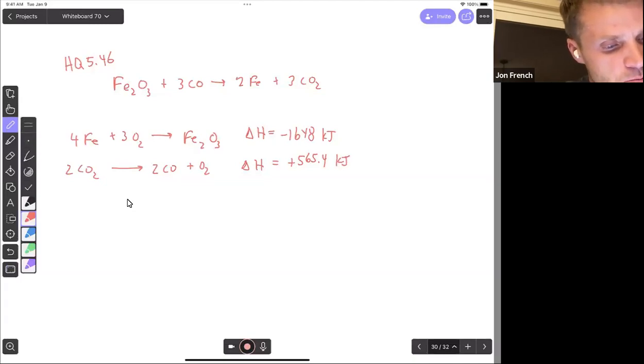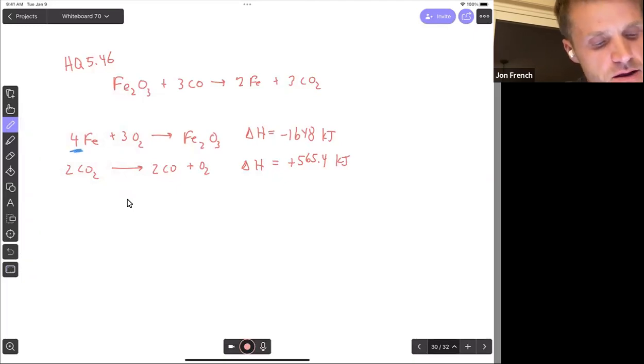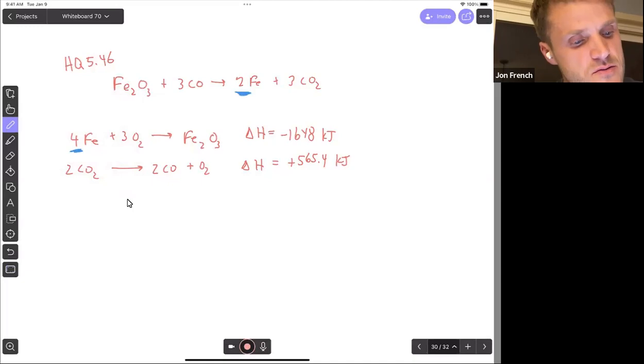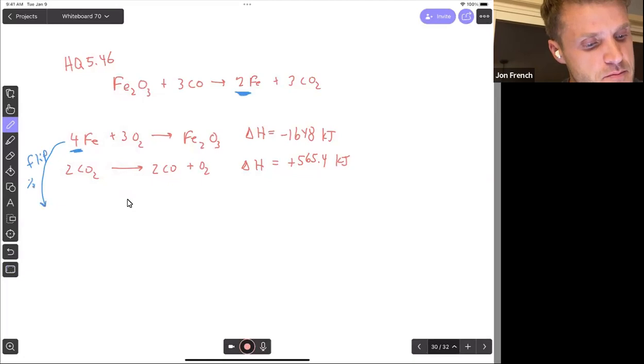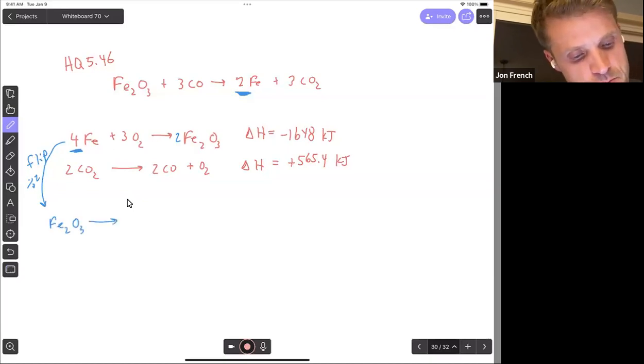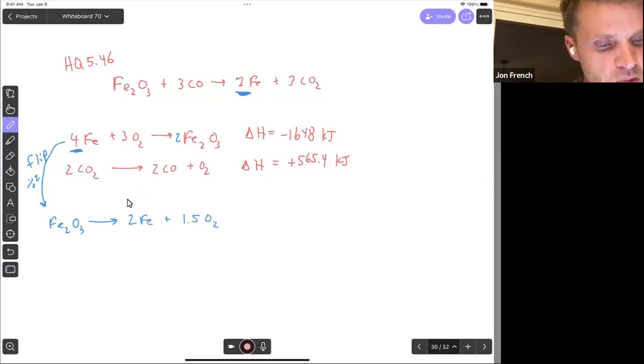The first thing we want to do, after I change my pen color, I've got 4 Fe here. I've got 2 Fe here. So I need to do 2 things. I need to flip this reaction and I need to divide it by 2. So I'm going to flip this and I'm going to divide it by 2. All right, there we go. So we divide that by 2 and flip it. I've got Fe2O3 goes to 2 Fe and 1.5 O2.